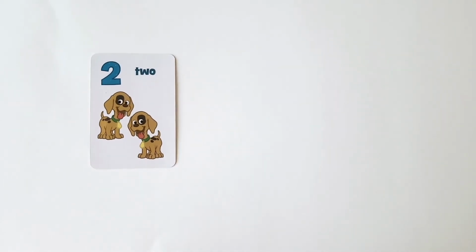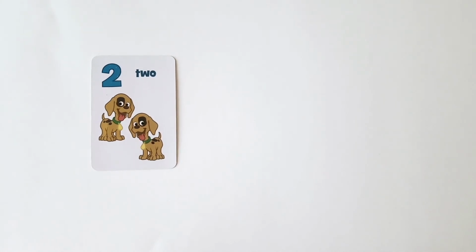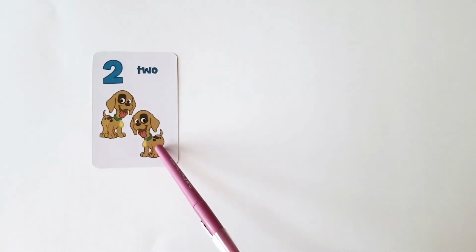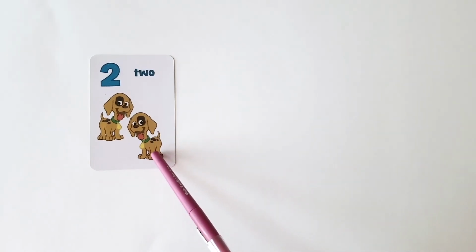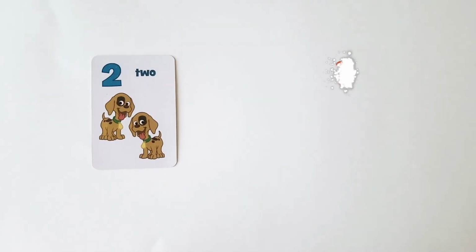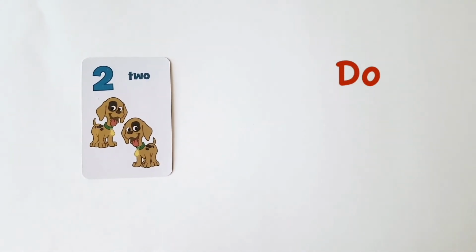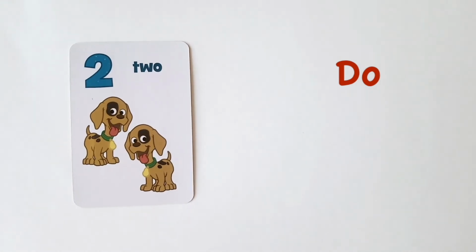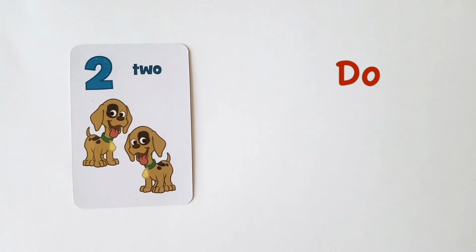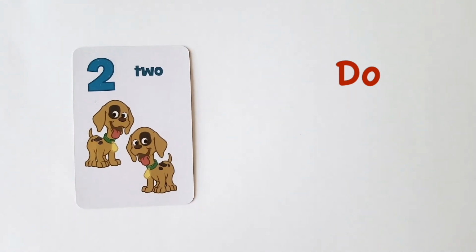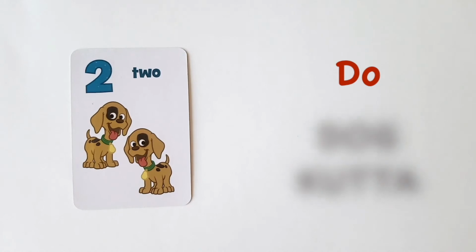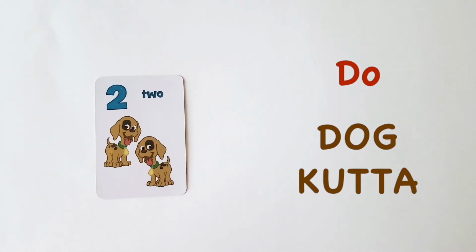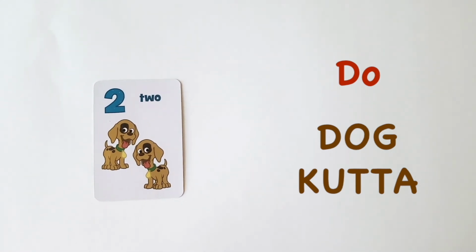That's 2. Ek, do. 2 in Hindi is do. Do. And do you know what's a dog called in Hindi? Yes, kutta. Dog, kutta.